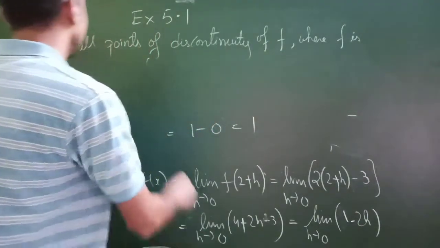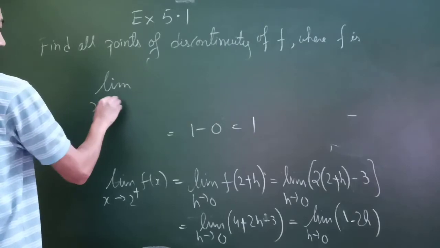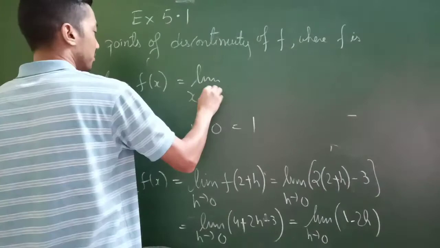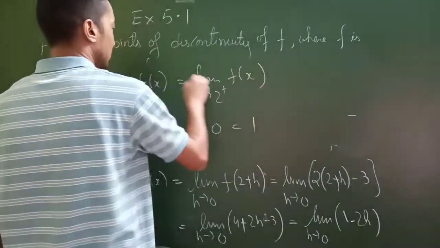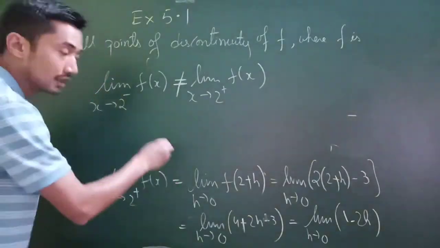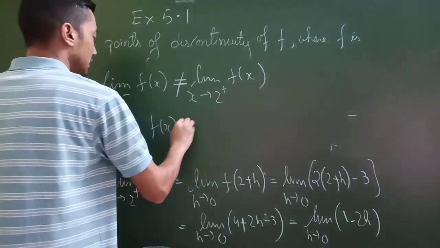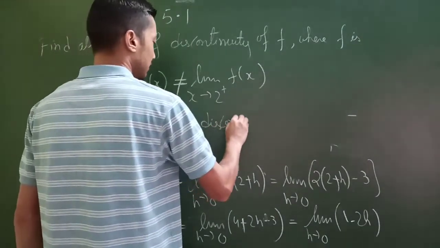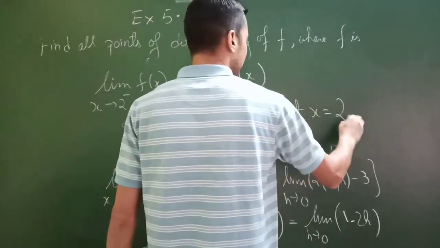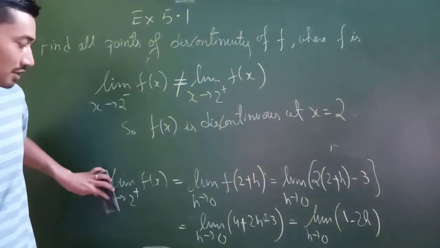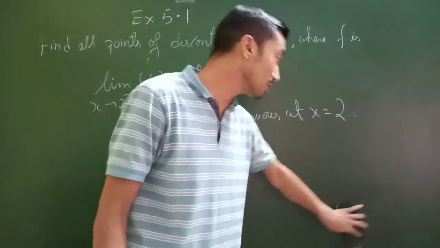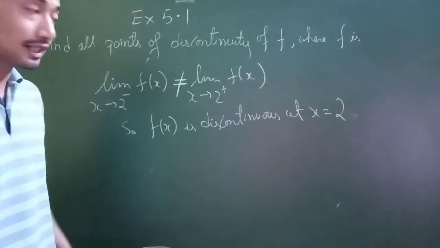So here we have the limit as x tends to 2 minus, and the limiting value as we approach the function from 2 plus. They are not even the same, because one is 7 and one is 1. So our function is discontinuous at x equal to 2. So we have got one of our points of discontinuity. That's what we are supposed to be doing in this particular exercise question.